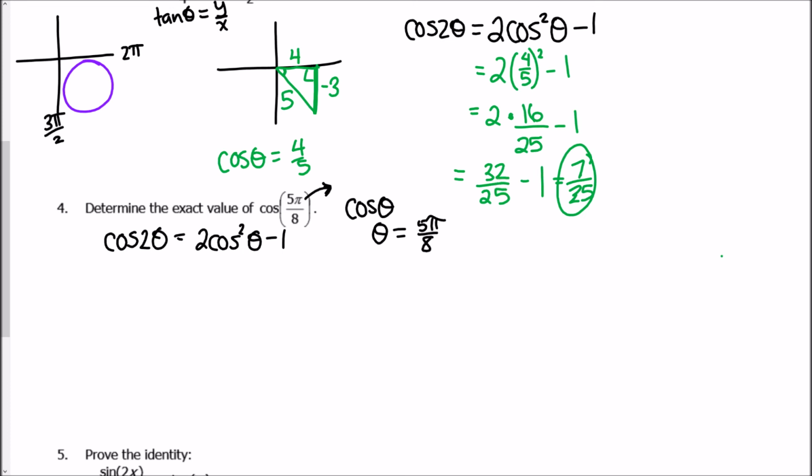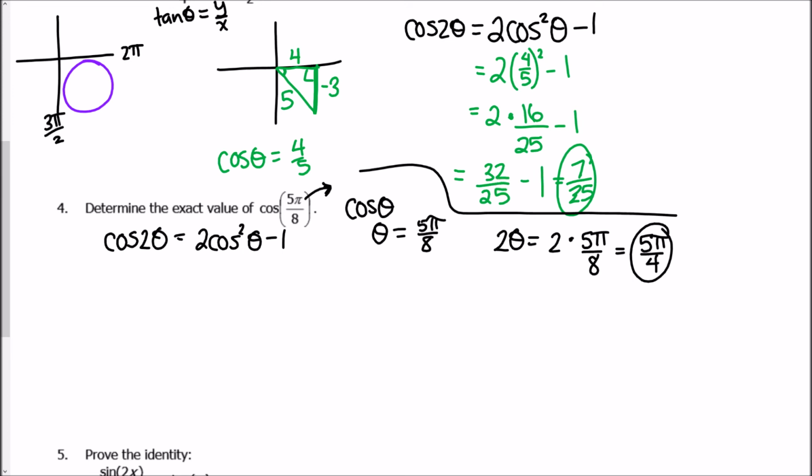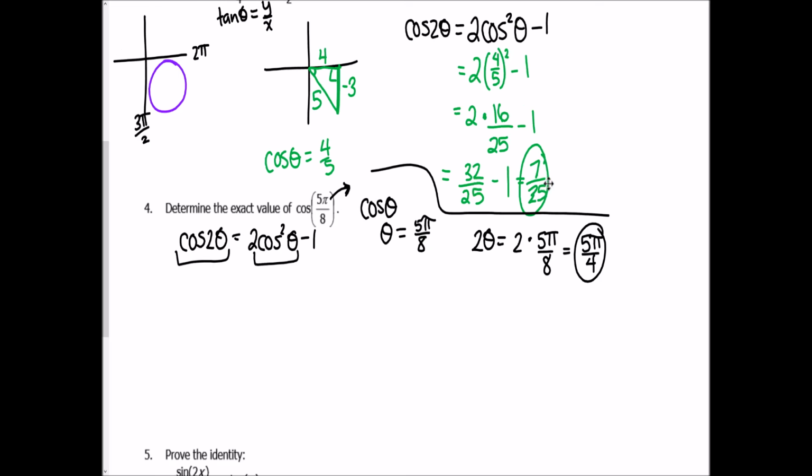But if theta is 5 pi over 8, that means that 2 theta is 2 times 5 pi over 8, or in other words, it's just 5 pi over 4. Okay, so right here we know that 2 theta is 5 pi over 4. So I'm going to fill in that information right here. So here I'm going to fill in cosine of 5 pi over 4 is equal to 2 cosine squared of 5 pi over 8 minus 1.